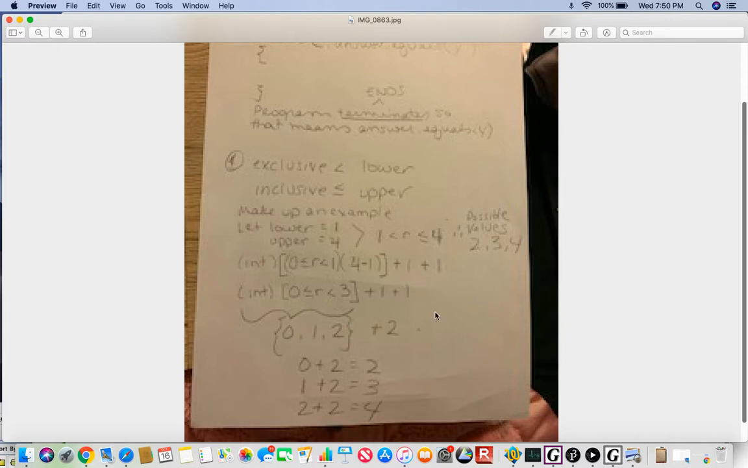And the rest of the correct solution tells you to add lower and then add 1. Well, lower I picked as 1, so I plugged it in. So all the possible values that the correct equation would give you would take each one of these numbers from the set and add 2. So they have their numbers 2, 3, and 4. And that happens to be the correct values that we're looking for.